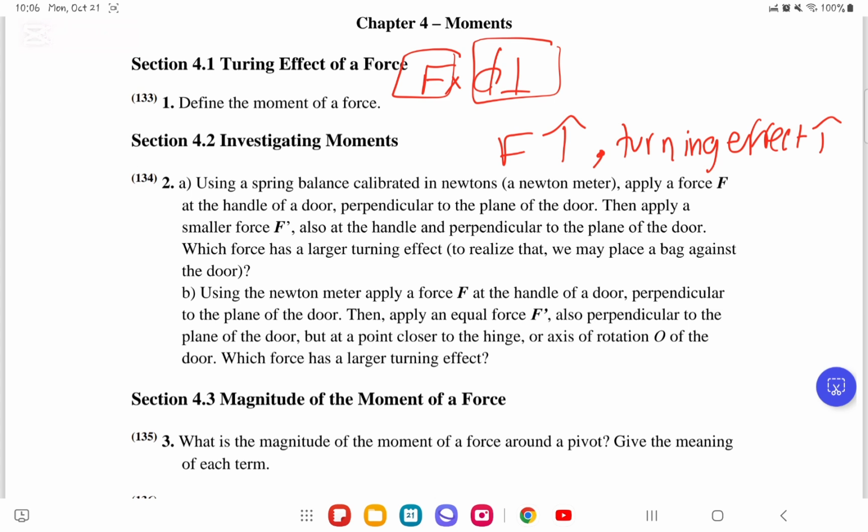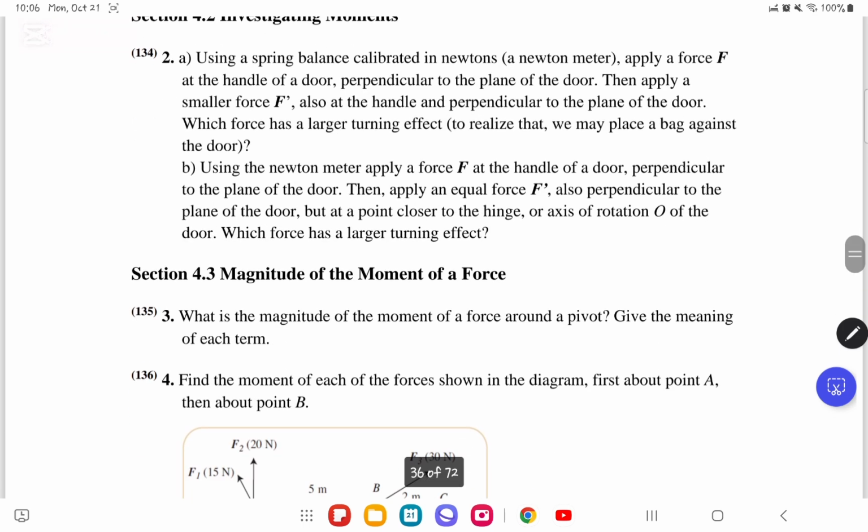So the greater the distance and the greater the force, the greater the force of rotation will be, or the moment will be. So that's for part A. Part B, using the Newton meter, apply a force F at the handle of a door perpendicular to the plane of the door. Then apply an equal force F prime also perpendicular to the plane of the door, but at a point closer to the hinge or axis of rotation O. So like we said, the bigger the force, the bigger the rotation. Also, the larger the distance, the larger the rotation. So that's for question number 2.